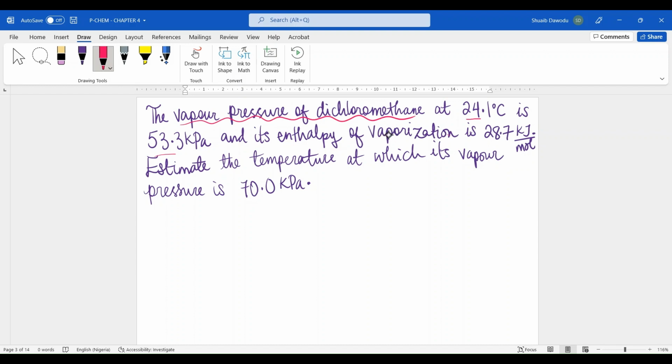I wanted to mention for anyone who's confused, this is not a question where you have to solve something and then get an unknown and then use that to solve the other part of the question where it says estimate the temperature at which its vapor pressure is 70.0 kilopascal. That's not what's going on here. What they're actually expecting you to do is use the formula, which is called the Clausius-Clapeyron formula. These are the two ways the formula can take, and we're just going to use one for this particular question.